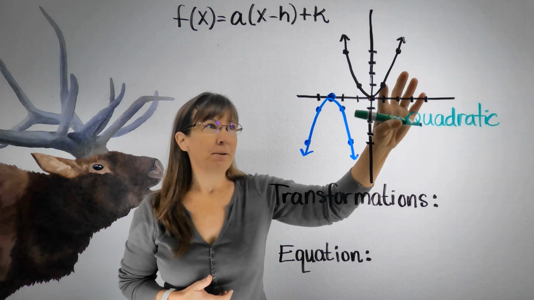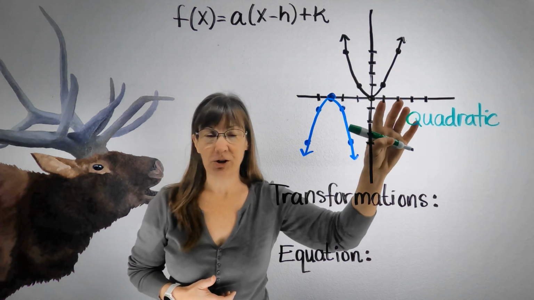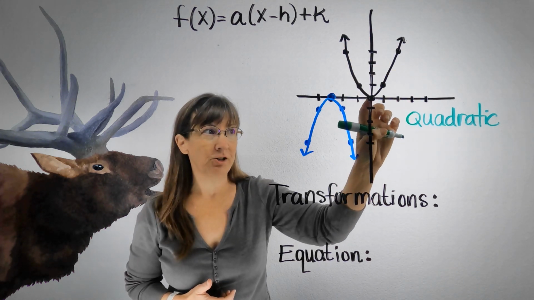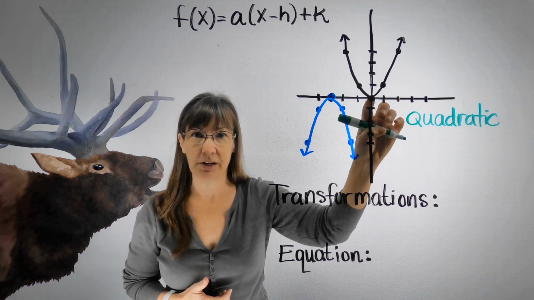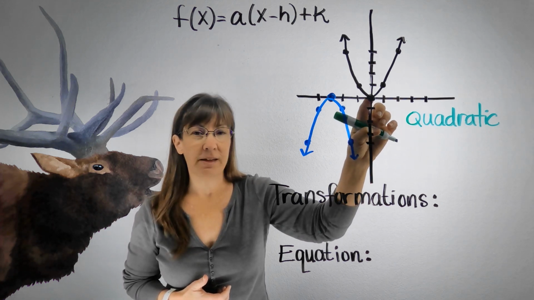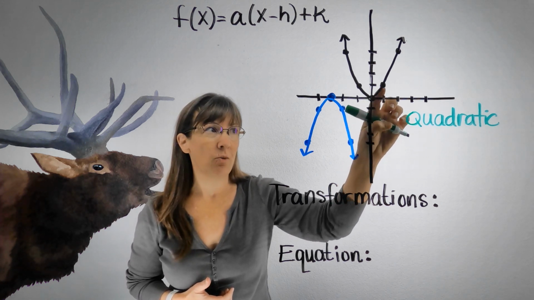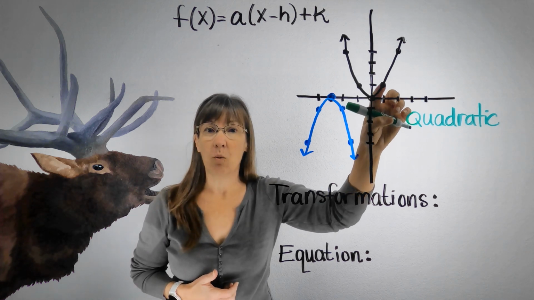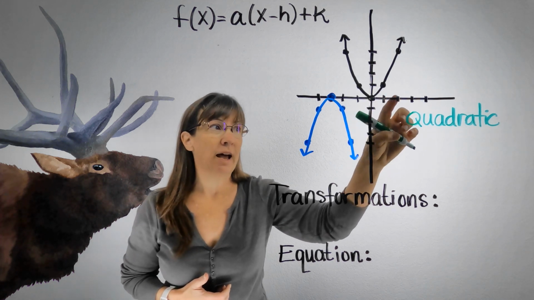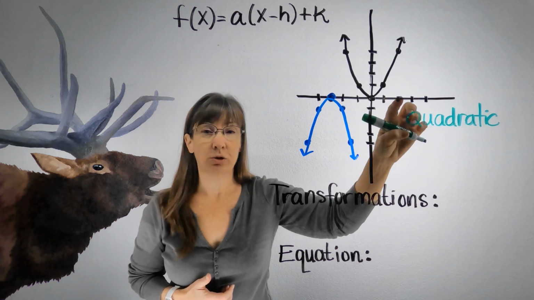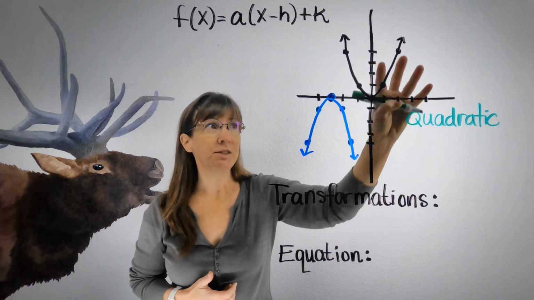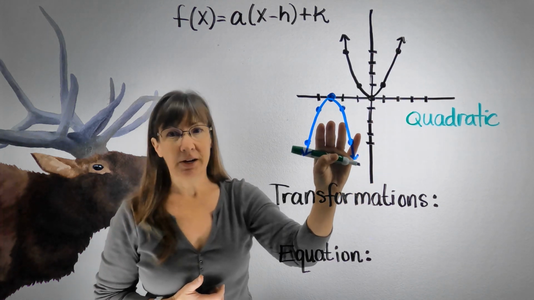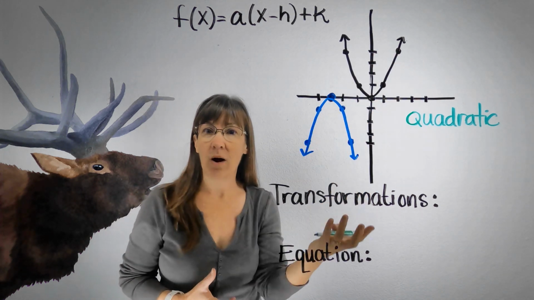Up here on the top, this is the parent function. We can tell it's the parent function because it goes through the point 0, 0. And then from this vertex, you can see it goes out 1, up 1. That's your 1 squared is 1. Then it goes out 2, up 4. 2 squared is 4. So this is my parent. This is my transformed.